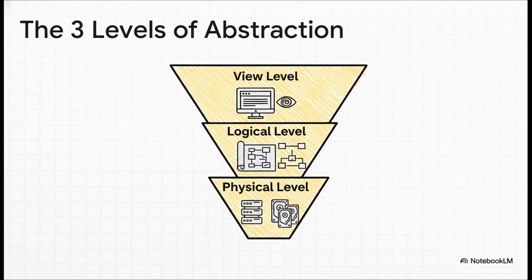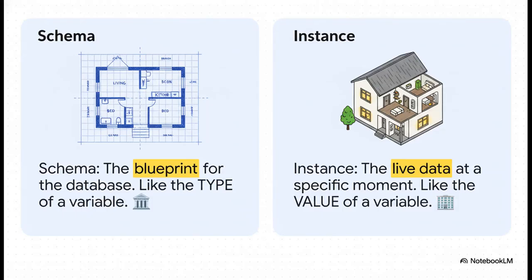So here's the crucial thing to get. At the very top, you've got the view level. That's what you, the user, actually interact with. It's a simplified, maybe even a custom view of the data. Right below that is the logical level. This is the master blueprint that defines all the data and how it all relates to each other. And way down at the bottom, you have the physical level. This is the nitty-gritty, the low-level details of files and disk drives that, frankly, we just don't want to have to worry about. This brings us to 2 other words you are going to hear all the time, schema and instance.